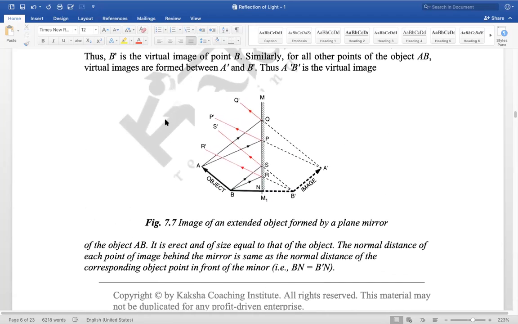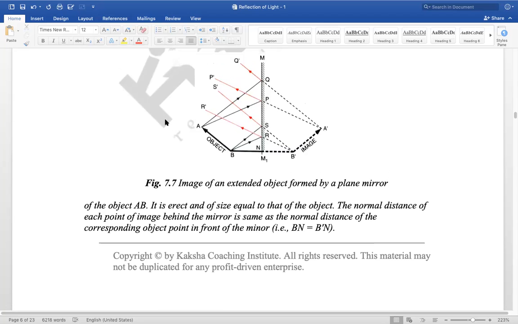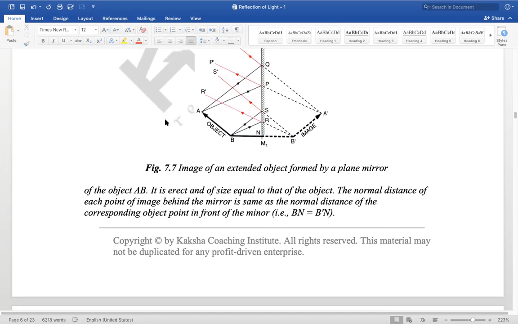So thus A'B' is the virtual image of the object AB. It is erect and of size equal to that of the object. The normal distance of each point of the image behind the mirror is the same as the normal distance of the corresponding object point in front of the mirror. ठीक है?